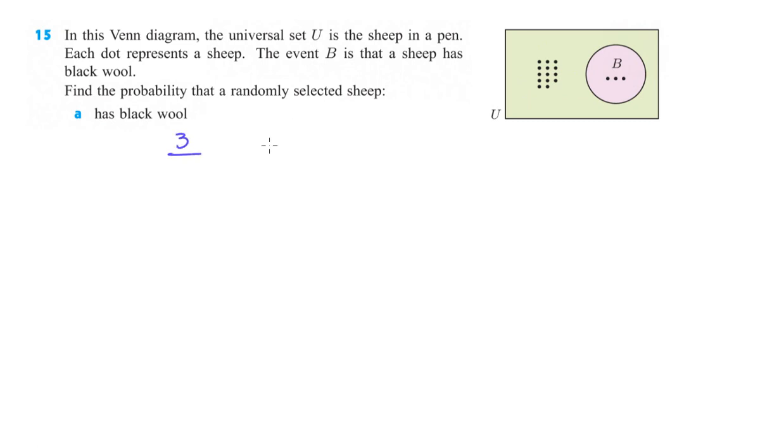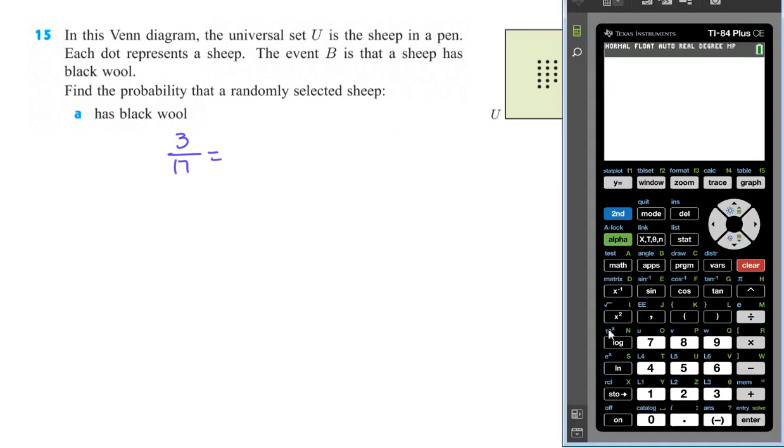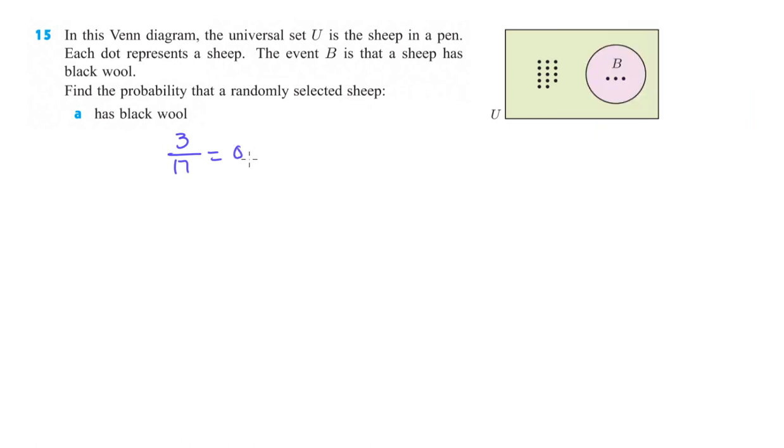So there are three out of the total. Let's see, 3, 6, 9, 12, 13, 14, 15, 16, 17. 3 out of the 17 sheep have black wool. So we would simply divide 3 by 17, and that would give us a 17.6% chance that the sheep drawn from this pen, if it was randomly selected, would have black wool. Okay.